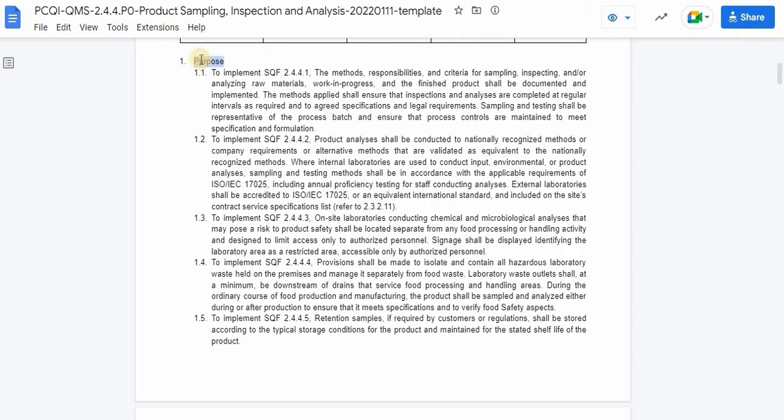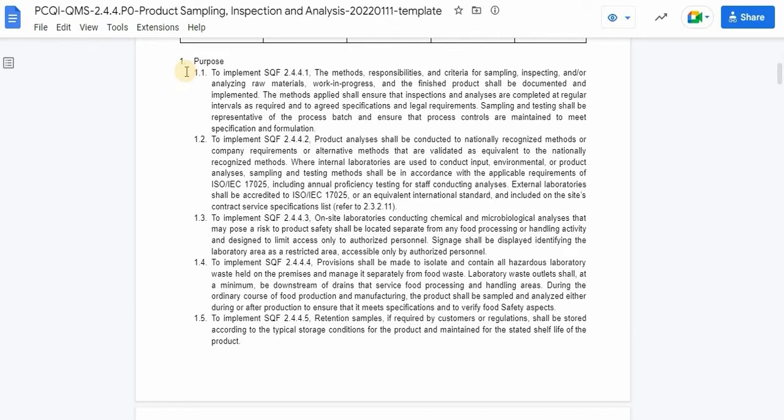First is purpose. The purpose is the implementation of any certification standard or compliance with a regulatory requirement. For this program, it is for implementation with the SQF Module 2 Edition 9 for food manufacturing under Clause 2.4.4. 1. To implement SQF 2.4.4.1, the methods, responsibilities, and criteria for sampling, inspecting, and/or analyzing raw materials, work in progress, and the finished product shall be documented and implemented.